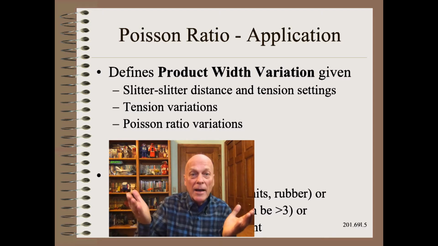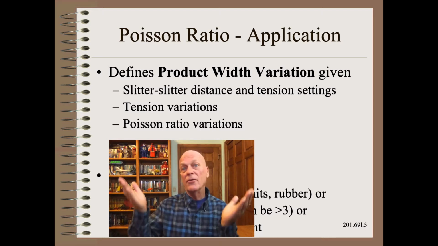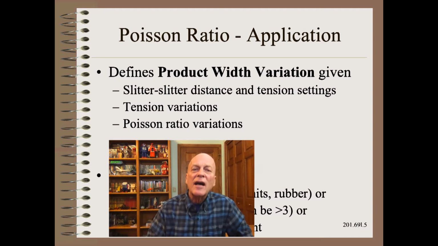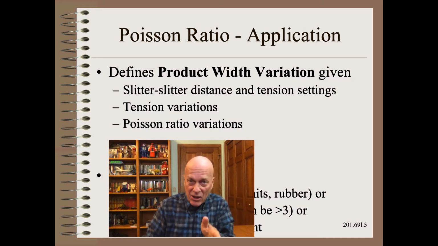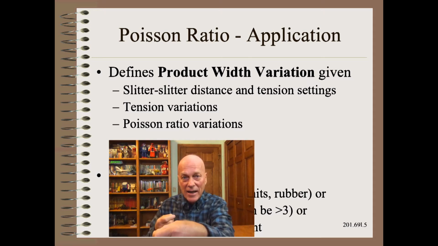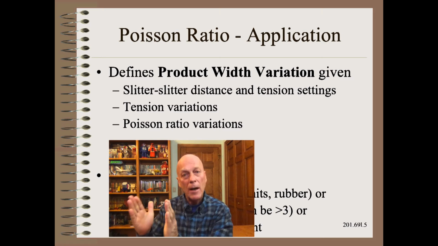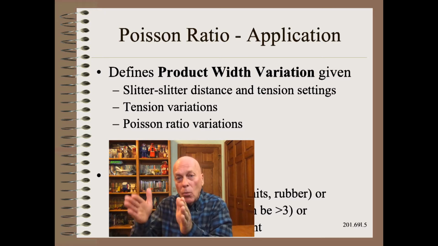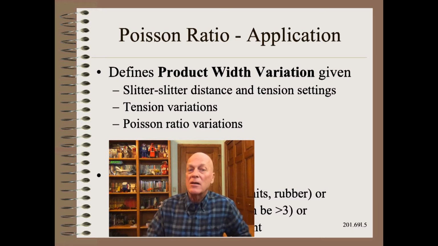So, how do we apply our newfound knowledge of this once mysterious material property? The first is how we would specify slitter blade to slitter blade distance and tolerances, as well as tension settings to get specified product width. The second is to set the maximum tension variations and Poisson ratio variations that keep us within product width tolerances that our customer is expecting.